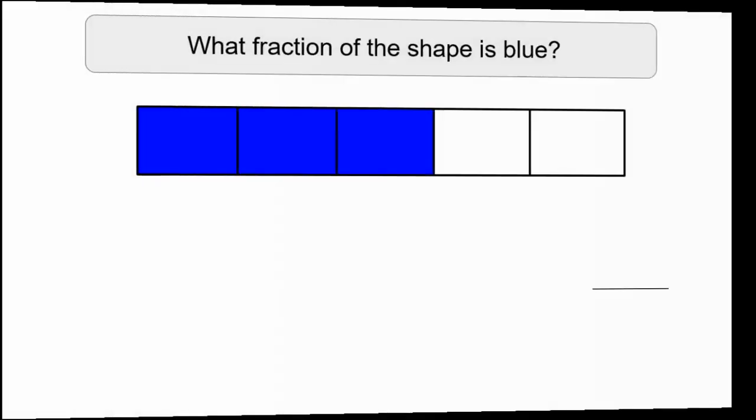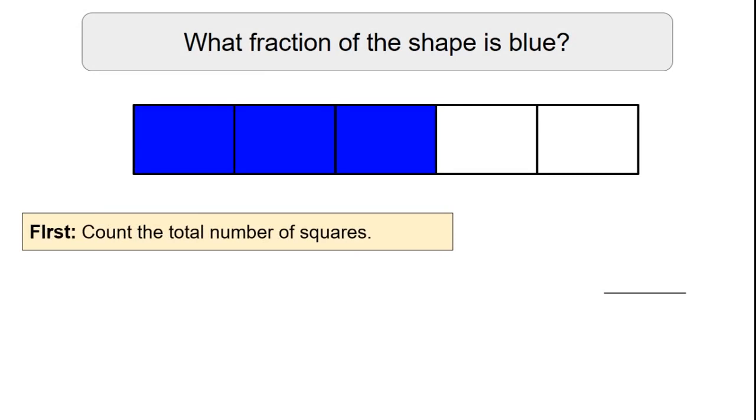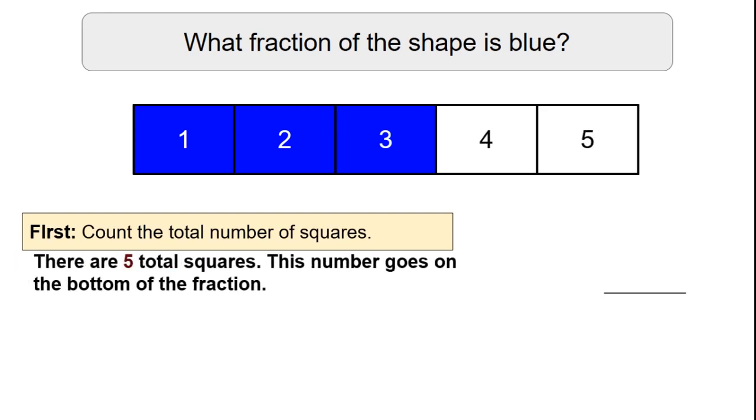All right, so let's do a quick check-in just to make sure that you know what you're doing. We did this yesterday. When you're trying to find the fraction, the first thing you need to do is count the total number of squares. We had 1, 2, 3, 4, 5 altogether. That means this long rectangle has been cut into 5. So there are 5 equal pieces altogether, so that goes on the bottom. So 5 pieces make up the whole shape.